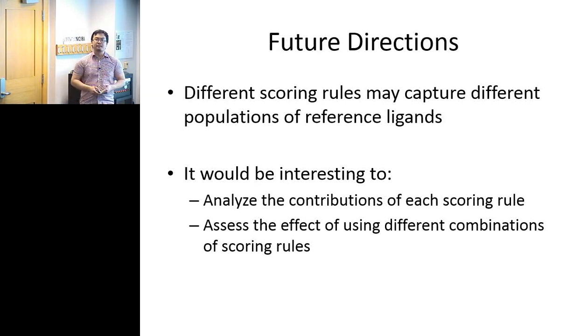It would be really interesting to see the effects of the different scoring rules, like what kind of populations of the reference compounds each captures, right? So the max rule may perform the best so far, but other rules may pull ligands that the max rule didn't pull, essentially. So it would be kind of cool to see how that affects this. So, to look at the contributions of each scoring rule, and also maybe try using different combinations to see whether or not it would affect the performance, right?